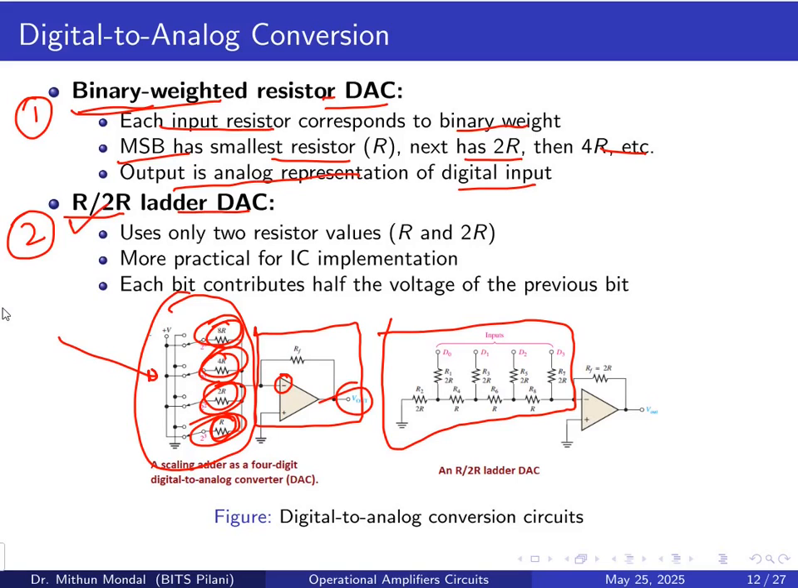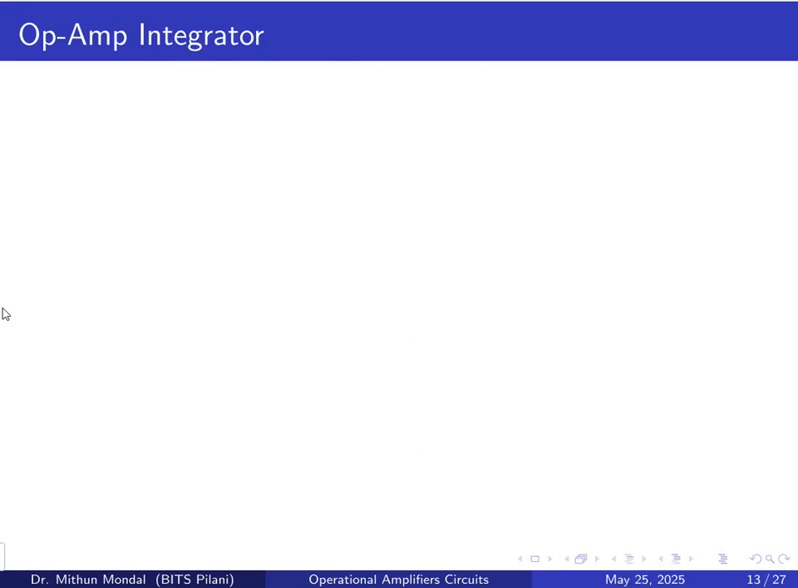In the R by 2R ladder DAC, you use only 2 resistors, that is R and 2R. So here you have the circuit which is formed by R and 2R, and these are more practical for IC implementations. Each bit will contribute half the voltage of the previous bit. So it is connected in the form of a ladder. So each bit will be contributing only half of the voltage of the previous bit, and the output that we will be getting is basically in the form of analog.